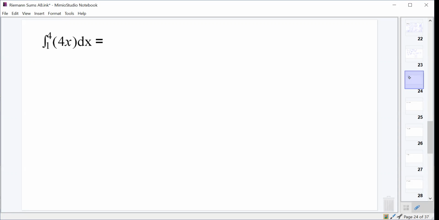Graphing. All right, let's sketch a graph. Here's 4x from 1 to 4. So we're going to have some rectangles in here, and we're looking for the area of this, which is now a trapezoid, right? So we should right off the bat be able to figure out what the area is, and then we can do the calculus to see if we did it right.